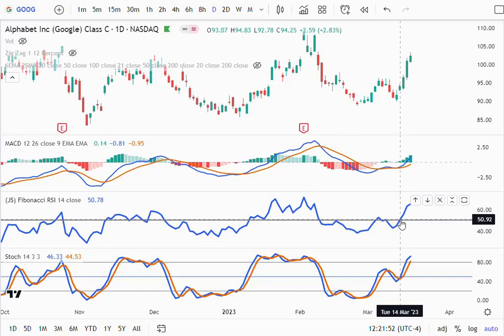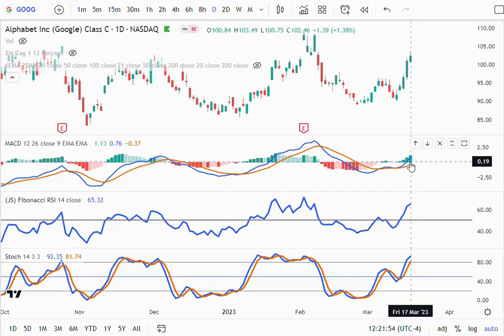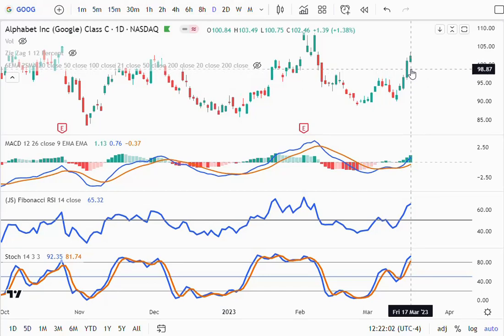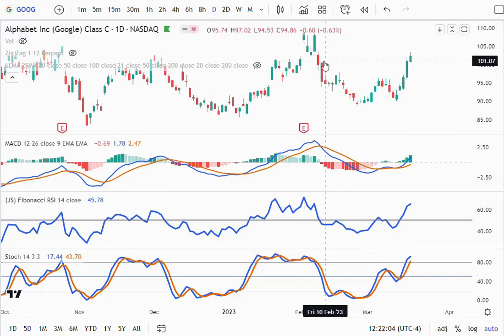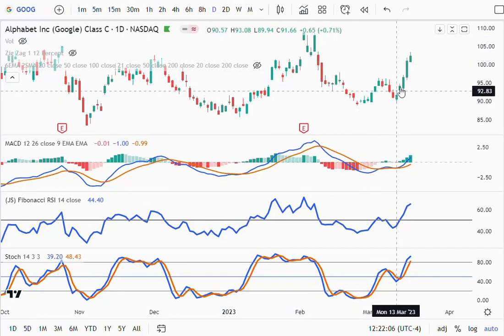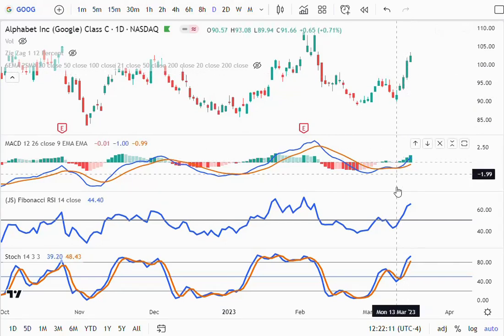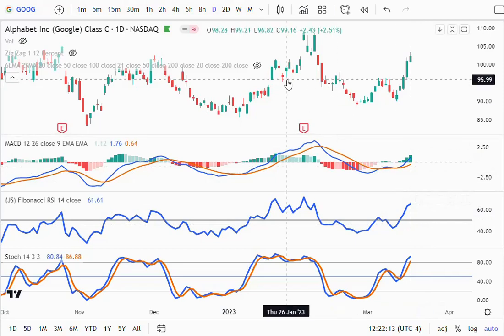RSI is now above the 50 level. MACD is crossing above the zero line. So that's why, because momentum has shifted from negative to positive, you're seeing more green candles. Like here, you saw more red, and now you're beginning to see more green candles. And that's basically what happens when momentum turns positive.